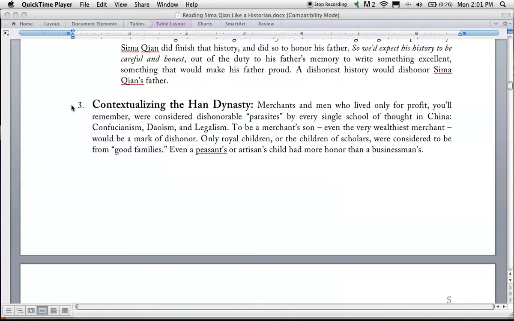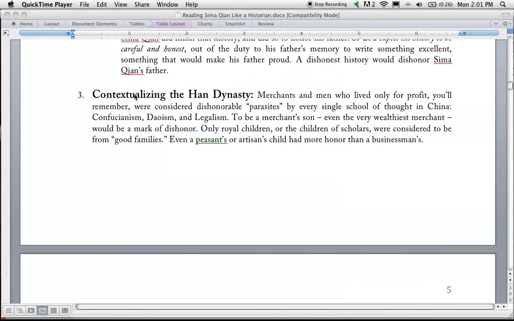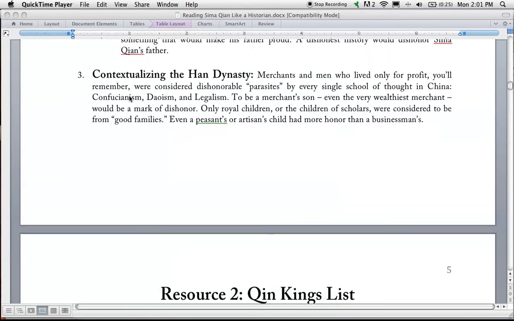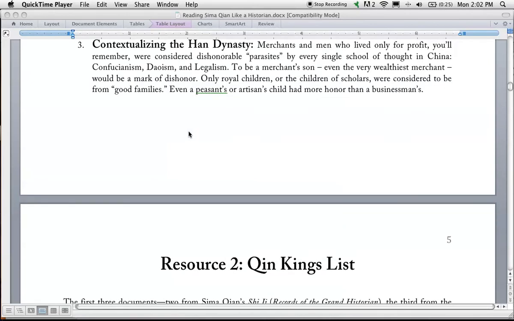And then finally, the Han Dynasty itself, contextualizing it. It's very important that you understand that businessmen were at the bottom of the Chinese social pyramid. Quick quiz. Talk to me, look to me. What did Confucius think about businessmen? Thumbs up, thumbs down. Thumbs down. A small man thinks of profit. A noble man thinks of virtue.